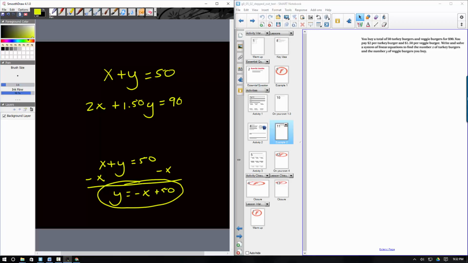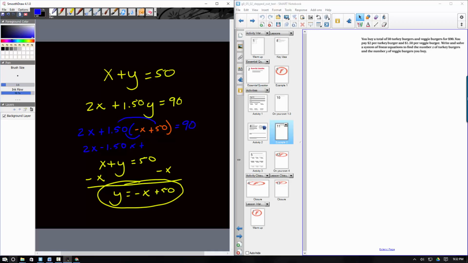So I just rewrote this top one into this right here. Now the reason why I'm doing this is I can now substitute this value in for this right here. So let's rewrite this one. So I'll have 2x plus 1.50, and now instead of y, I'm going to plug in this value. So I'm going to plug in -x plus 50. And then of course that whole thing will equal 90. And now I just distribute. So I'm going to take this 1.50 times -x. So I'll have 2x minus 1.50x. And then 1.50 times 50.